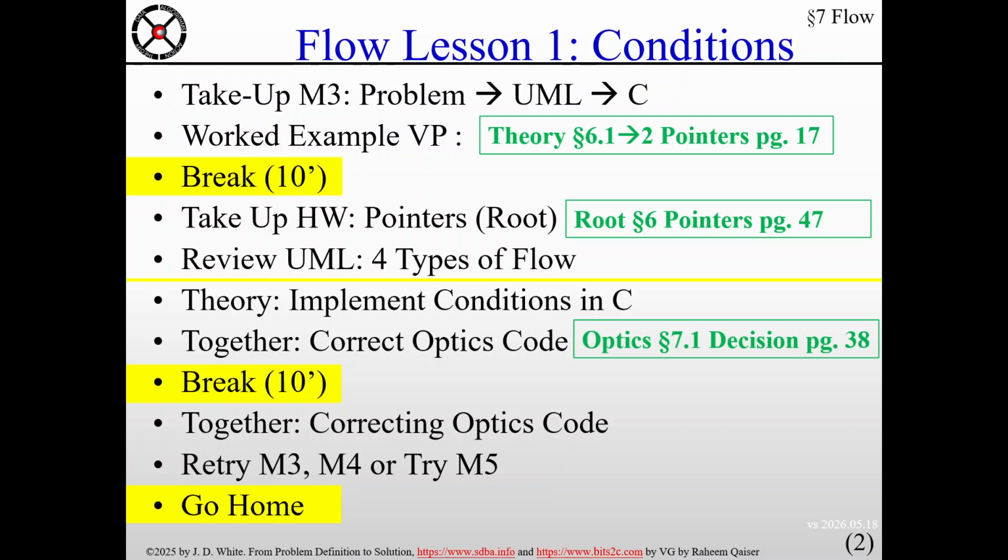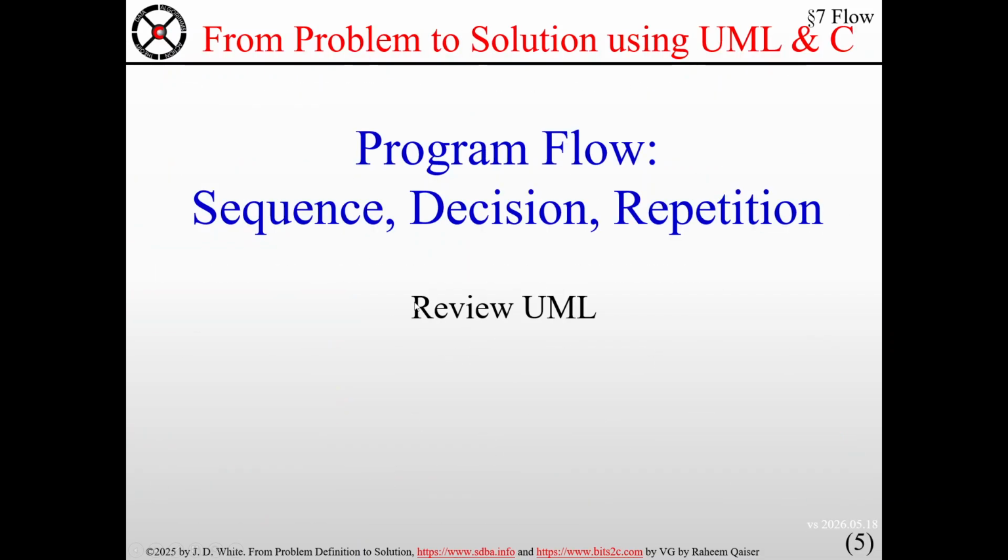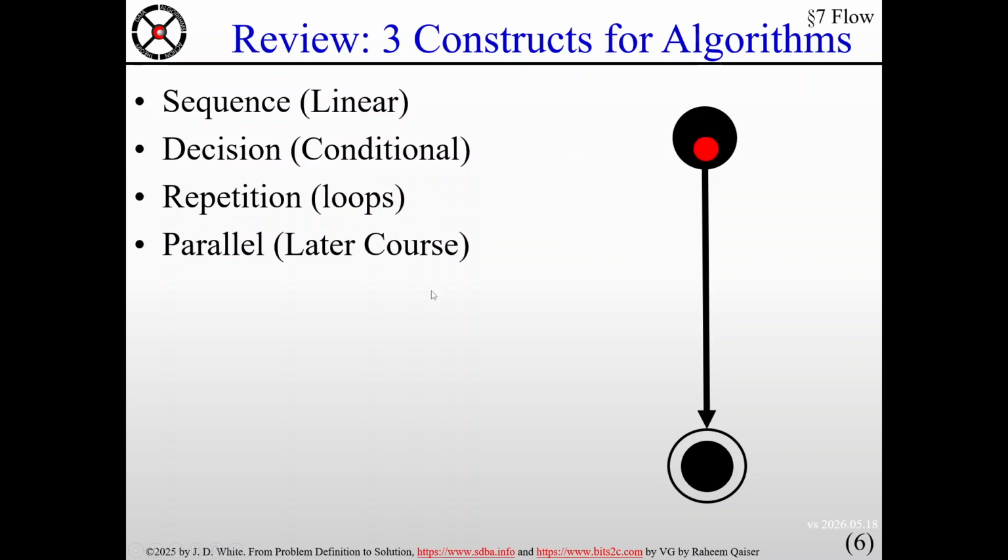All right, so we're now going to review UML. And we're going to start with how do we implement conditions in C. And we'll try to go through our first problem, which will be the optics one. Okay, so let's get started. Move to our next thing. Okay, all right, let's review the UML.